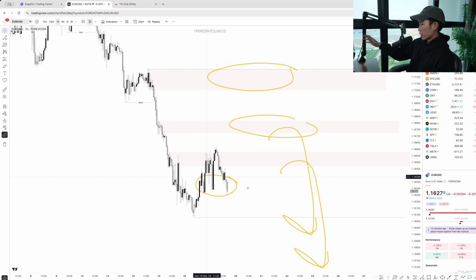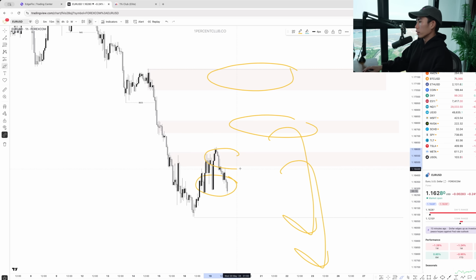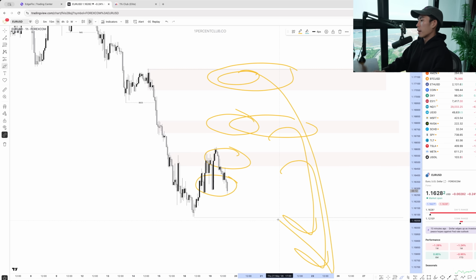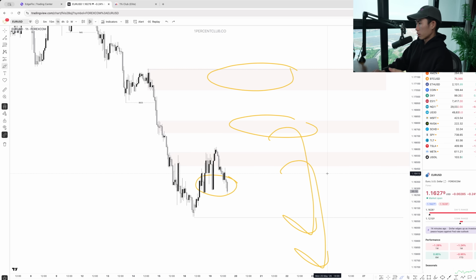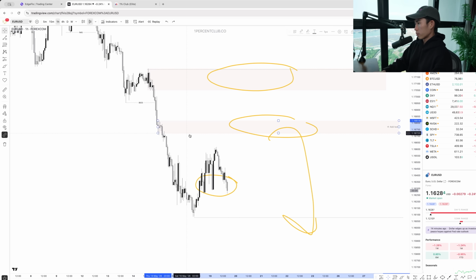So anyways, we know that price is going to come up to either one of these three supply zones and then start shifting bearish. Okay, but what we don't know is which supply zone price is going to move toward next. It could move toward this one and then start going down. It could move toward this one, start going down. It could move toward this one and then start going down.